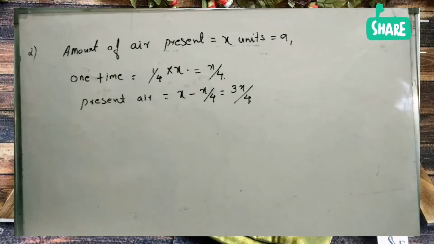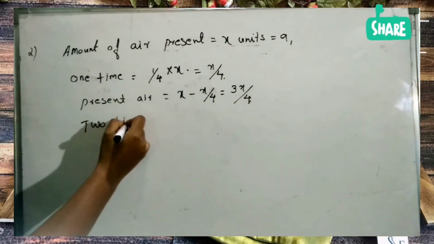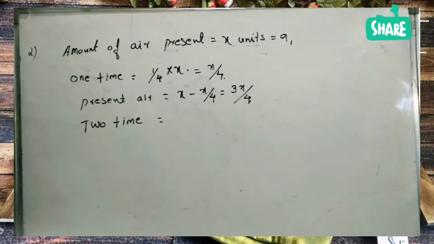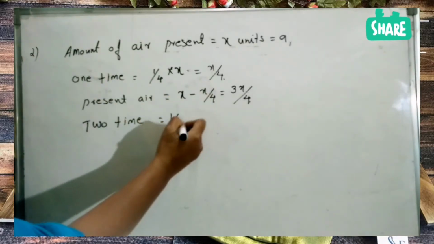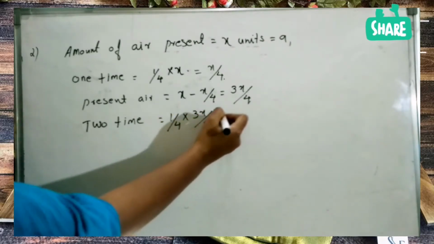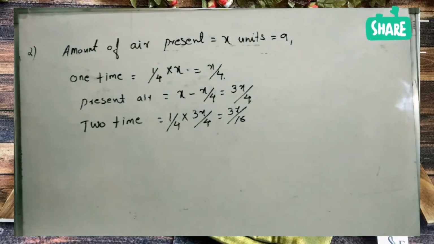Again we are going to use the vacuum pump to remove the air, the second time. It will also remove 1 by 4th of the air present in the cylinder. Now the present air is 3x by 4. So 1 by 4 into 3x by 4 is equal to 3x by 16. This many units of air will be removed by the vacuum pump.